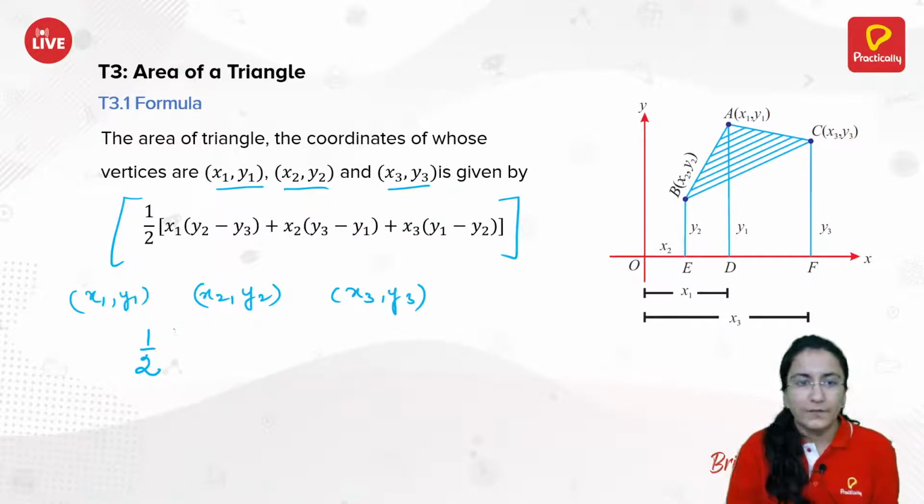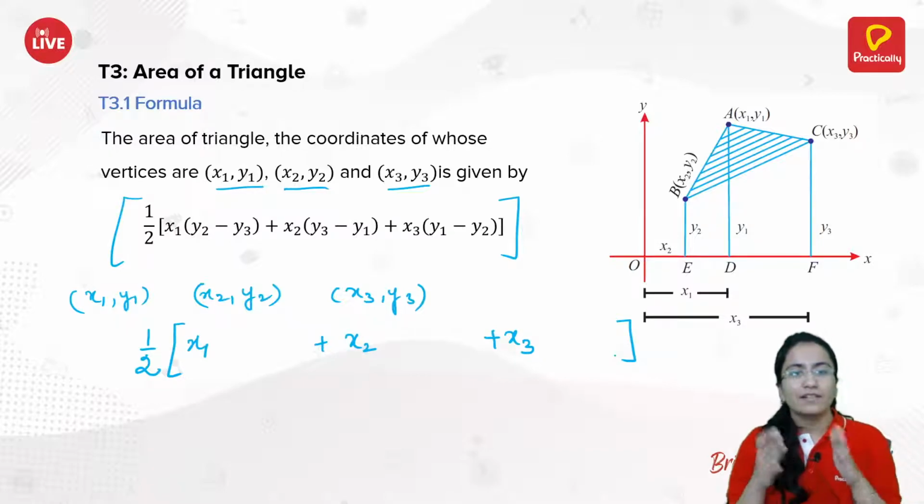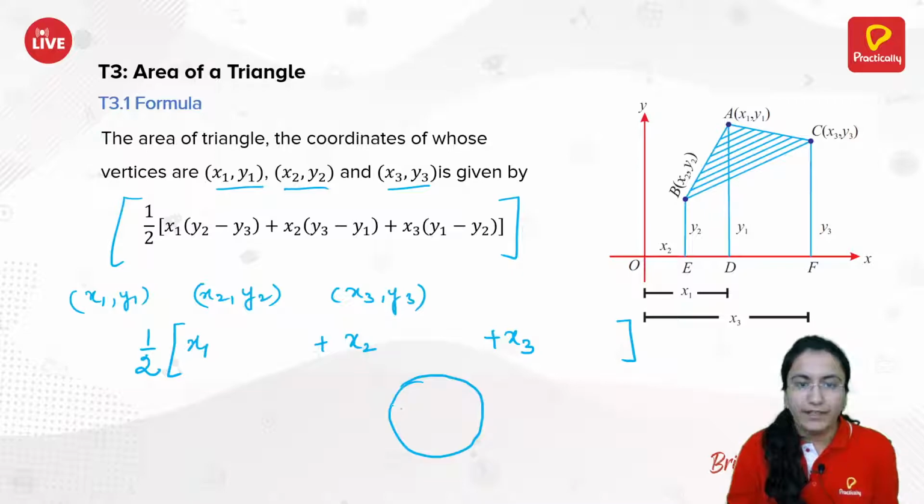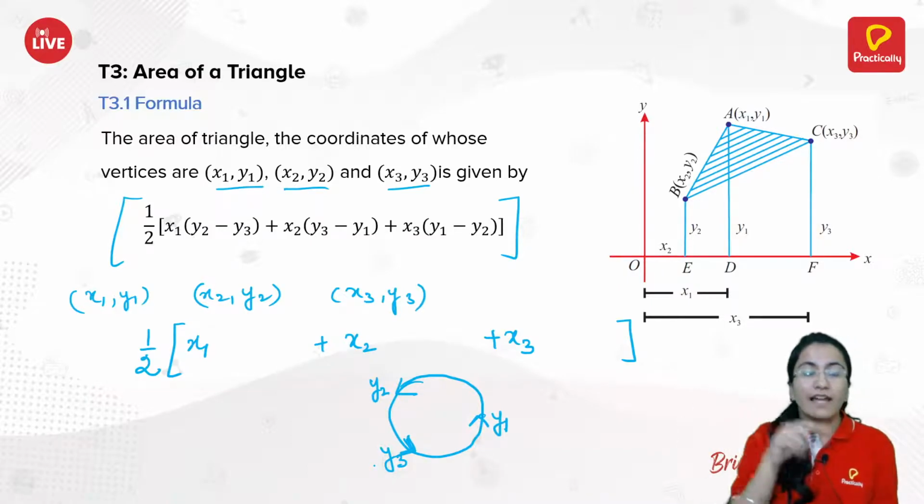First write half, then write x1 plus x2 plus x3 at some distances, right? x1 plus x2 plus x3. Now what next you will do is just form a circle over here, and write y1, y2, y3 over here, and mark it with some direction. This is the direction I'm going with. So I have marked the direction in which I am moving, that is the anti-clockwise sense.